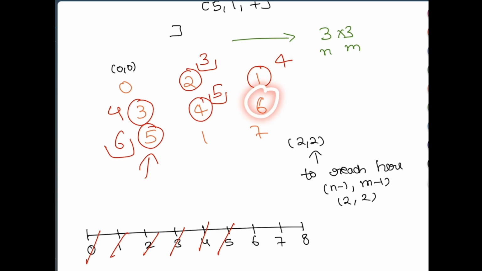Now what about this point? How much time are we going to take to reach 6? See, I'm just randomly taking any room, but that is not going to change anything. Our logic is going to cover every path and every point.